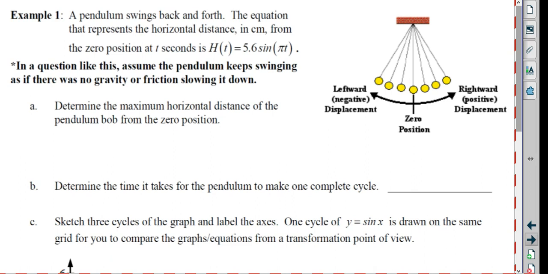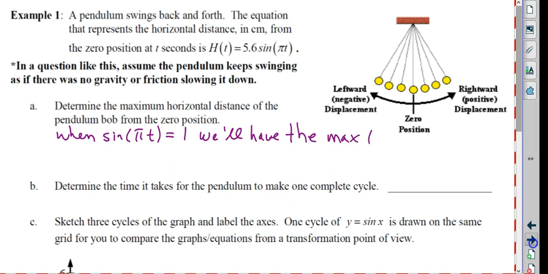So the maximum horizontal distance, so when sine pi t equals 1, we'll have the maximum horizontal distance. Max horizontal distance. Okay, so therefore, the maximum horizontal distance is 5.6. 5.6 what? 5.6 centimeters, right? So watch your units, okay?